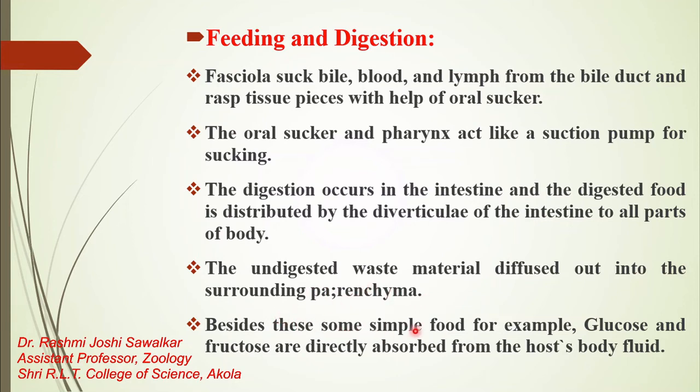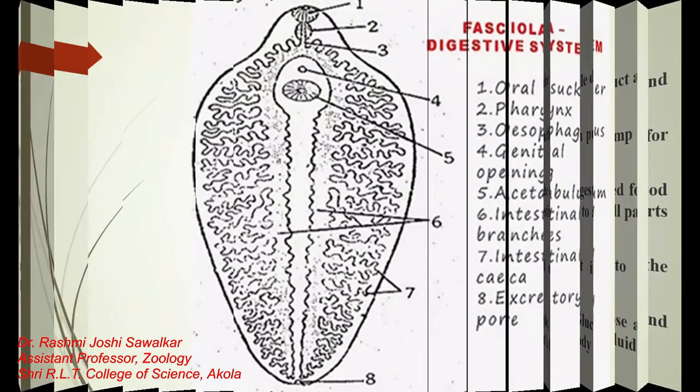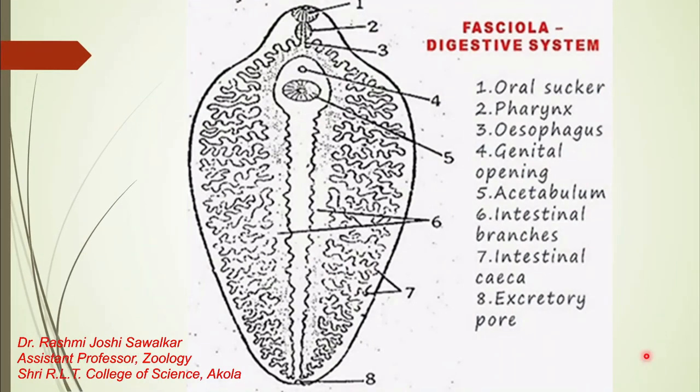Besides these, some simple food, for example glucose and fructose, are directly absorbed from the host body fluid. So friends, here we have studied the digestive system of Fasciola hepatica. Now, this is the pencil sketch of the digestive system which will help you to draw it in the easiest form.